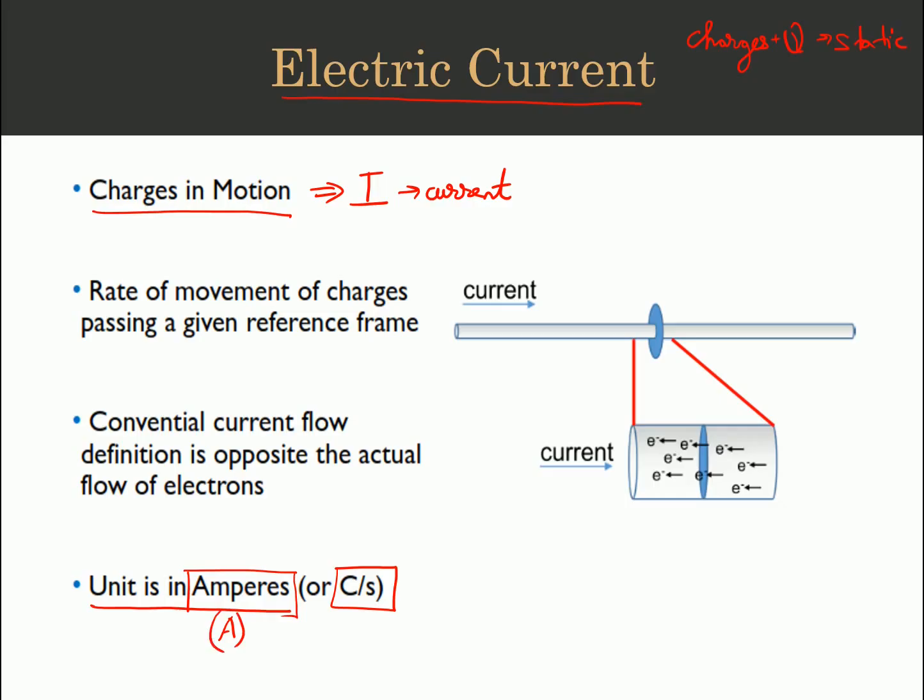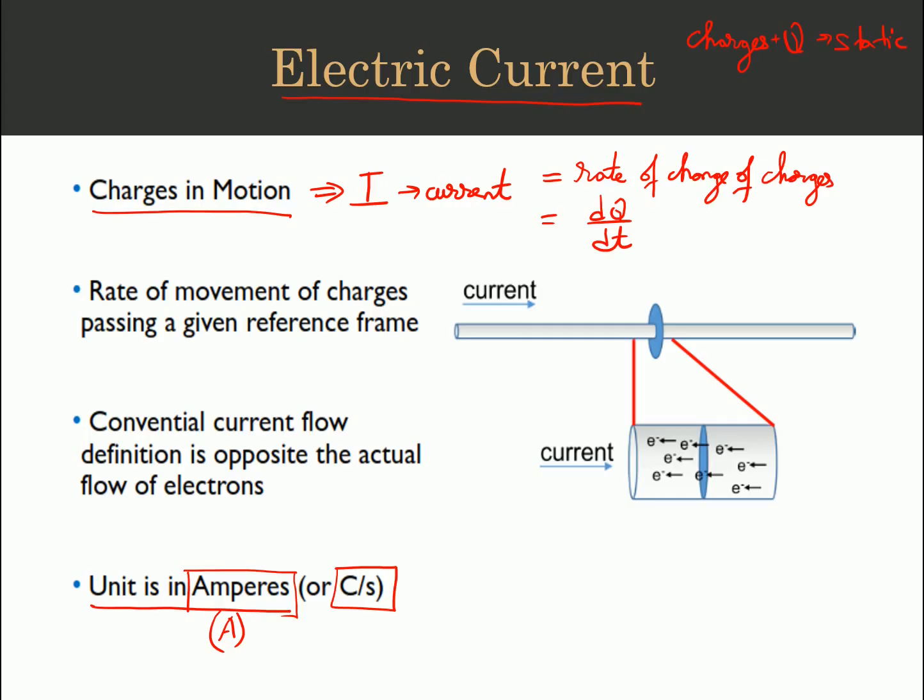That represents that this entity is a current. So we can say that current is basically the rate of change of charges, or charges passing through a specific area in a given amount of time.